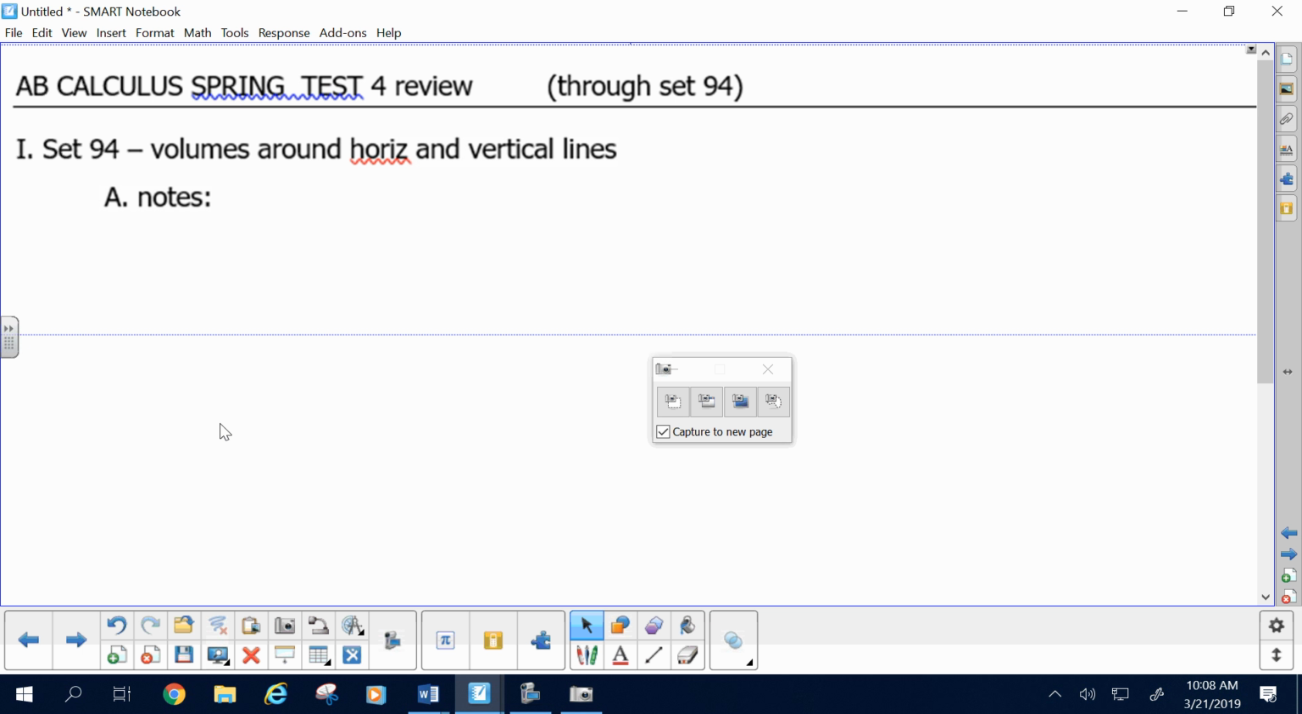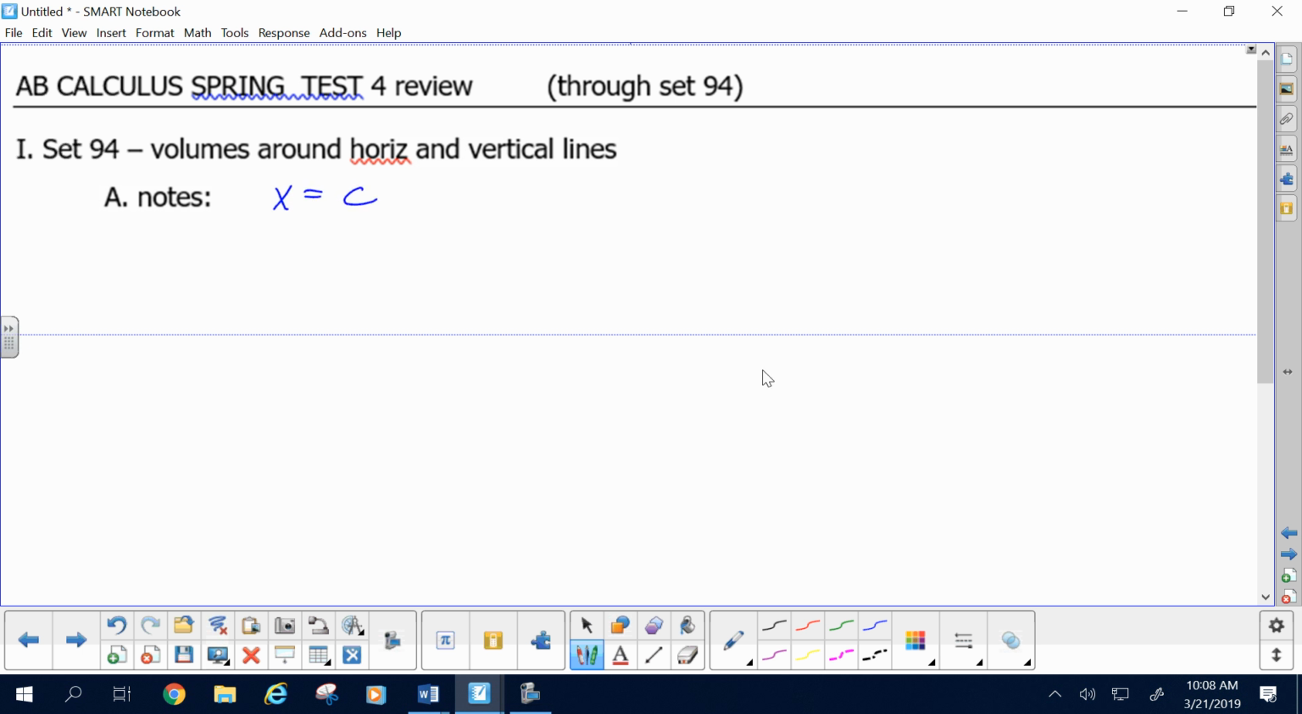Okay. So, values around horizontal and vertical lines. The first thing, I beg you, please understand that x equals a constant is a vertical line. Y equals a constant is a horizontal line. If you misidentify the axis of revolution, there is no way you'll get the right answer. You've got to draw the picture right.